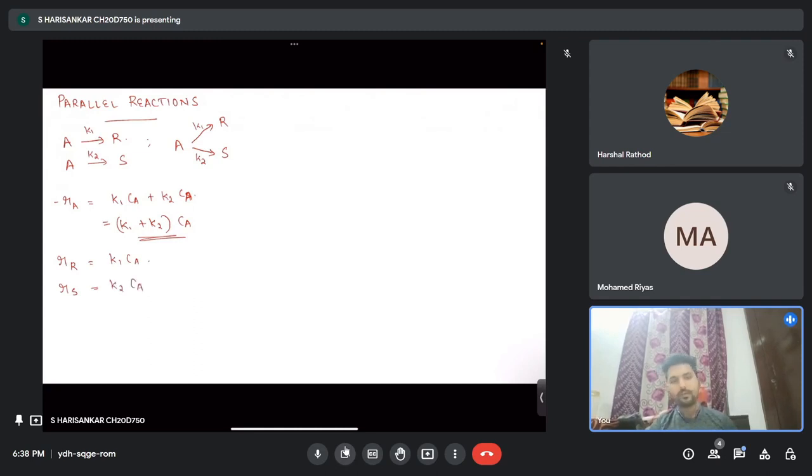Now again, similar to what we did in the previous series and parallel reaction, we can also take this term for R, which is dCr by dt, as K1 Ca, and we can integrate this. How we'll integrate this, we'll see. As I said, these are all first order reactions, right?